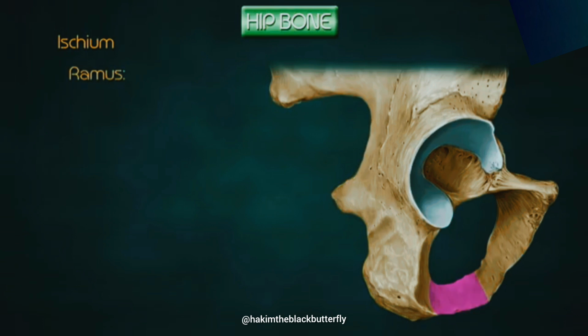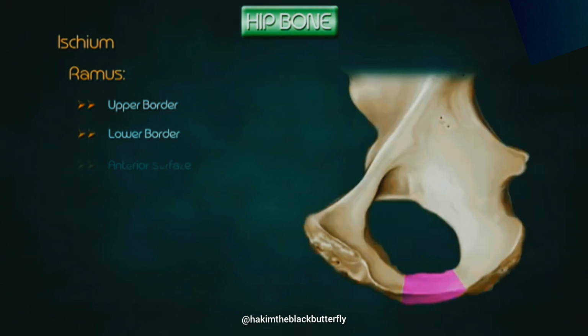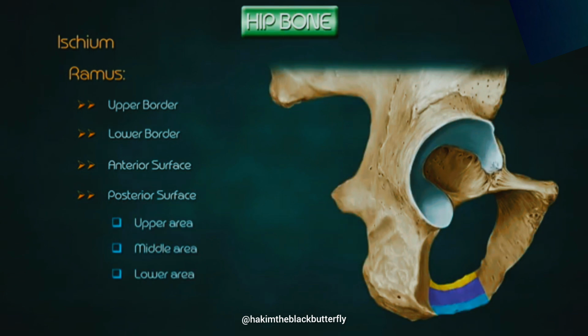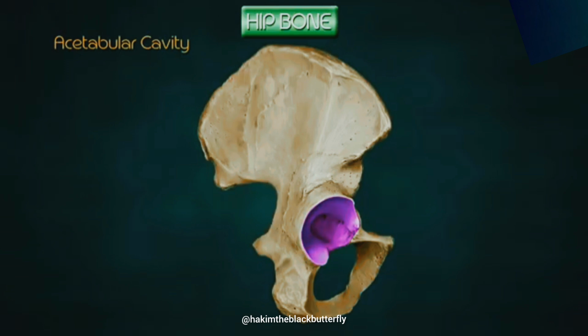Ramus. It extends upwards, forwards, and medially from the body of the ischium to join the inferior ramus of the pubis. It has 2 borders and 2 surfaces. Upper border, lower border. The anterior surface, which is continuous with the anterior surface of the inferior ramus of the pubic bone. Posterior surface, which is divided into 3 areas by 2 blunt ridges: upper area, middle area, and lower area.